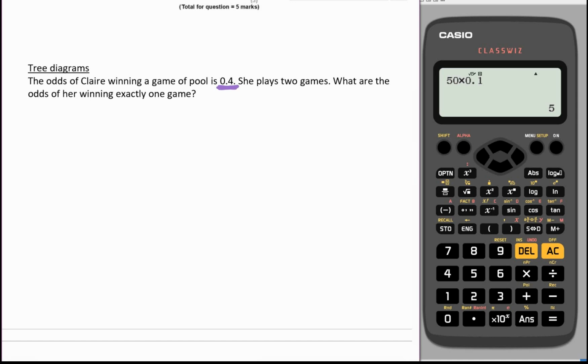Okay. So before we get started, before we actually draw the tree diagram, it can be useful to list the ways she can win exactly 1 game. So we basically have 2 options. She can win and then she can lose, or she can lose and then she can win. What we're going to have to do is work out both these separately and then add them together, because either one of them could happen.